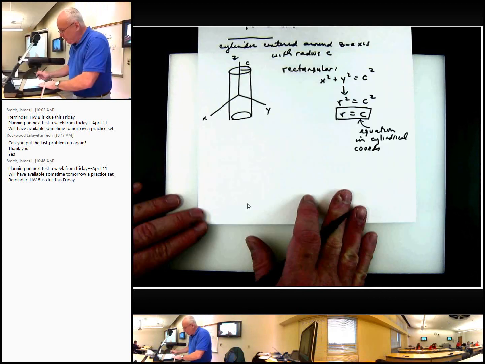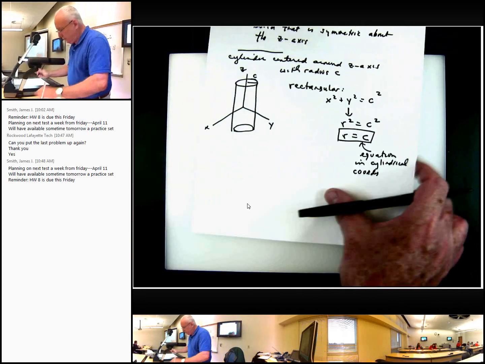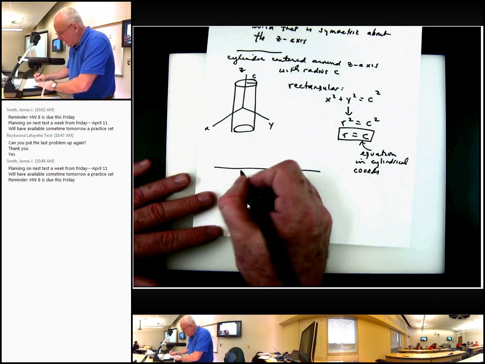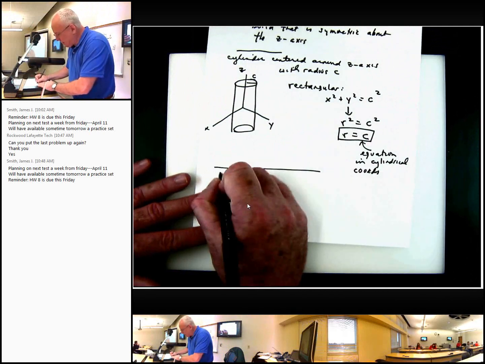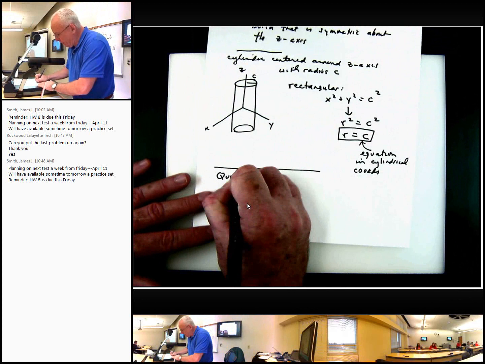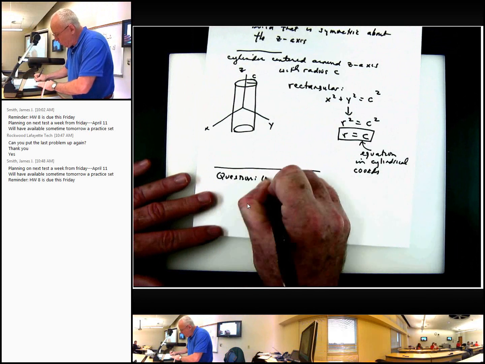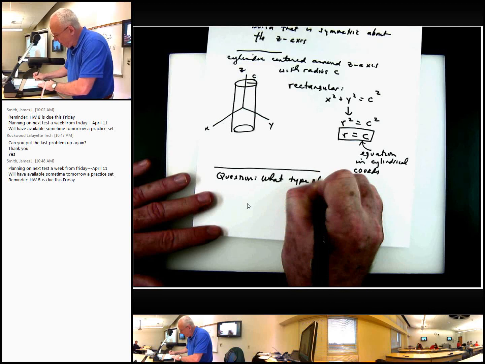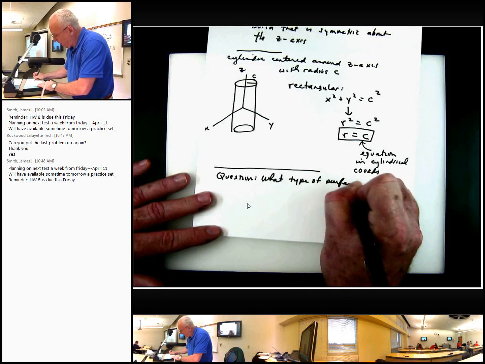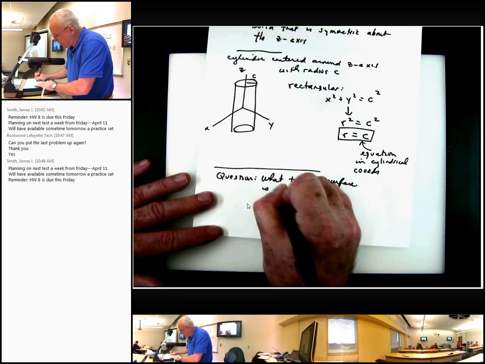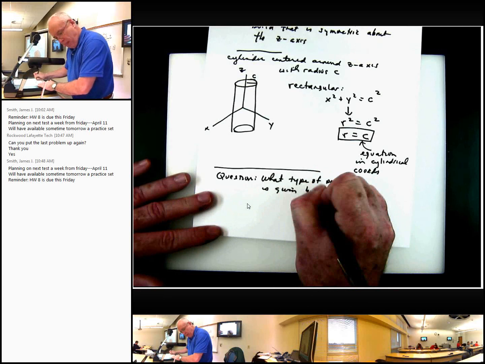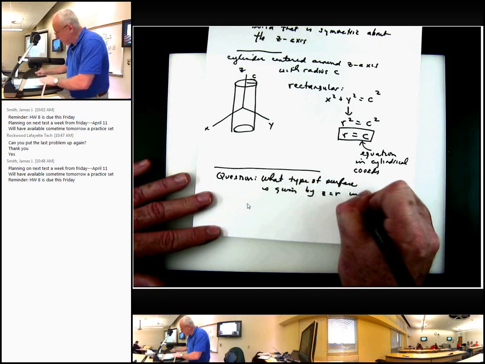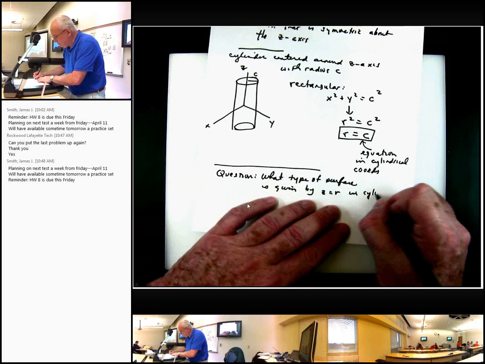We can look at another surface. Let's ask this question. What type of surface is given by z equaling r in cylindrical coordinates?